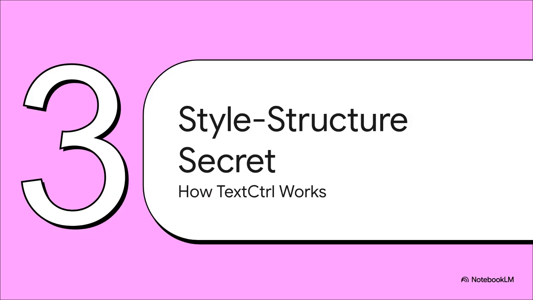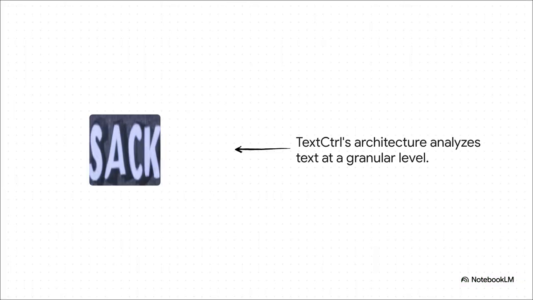So how does this two-part secret actually work under the hood? Let's break down how TextCtrl works its magic. All right, this diagram shows you the model's overall architecture. Now, I know it looks a little complex, but the real magic is happening in two key training steps that happen before the AI even starts to edit anything.